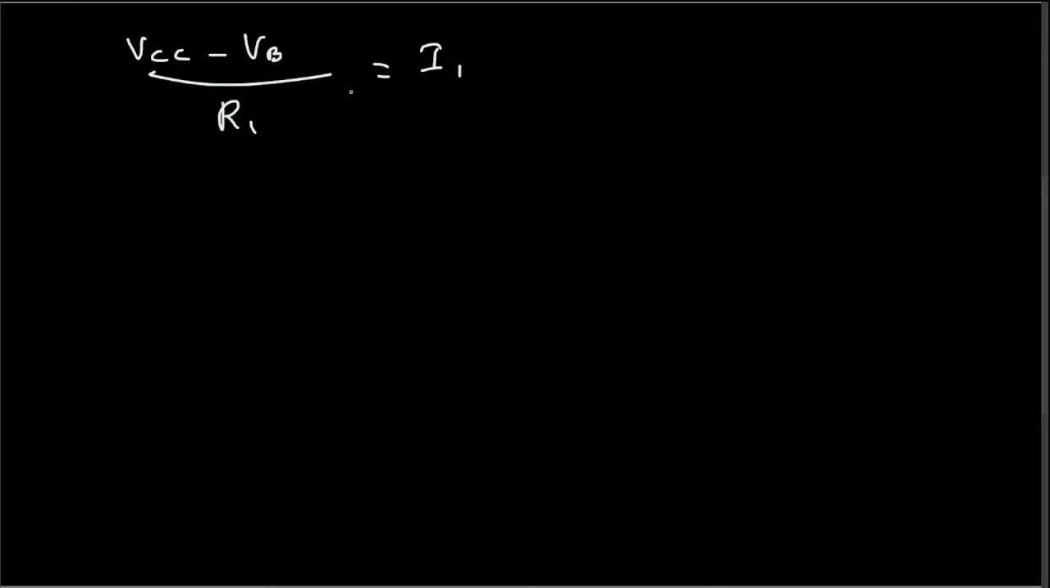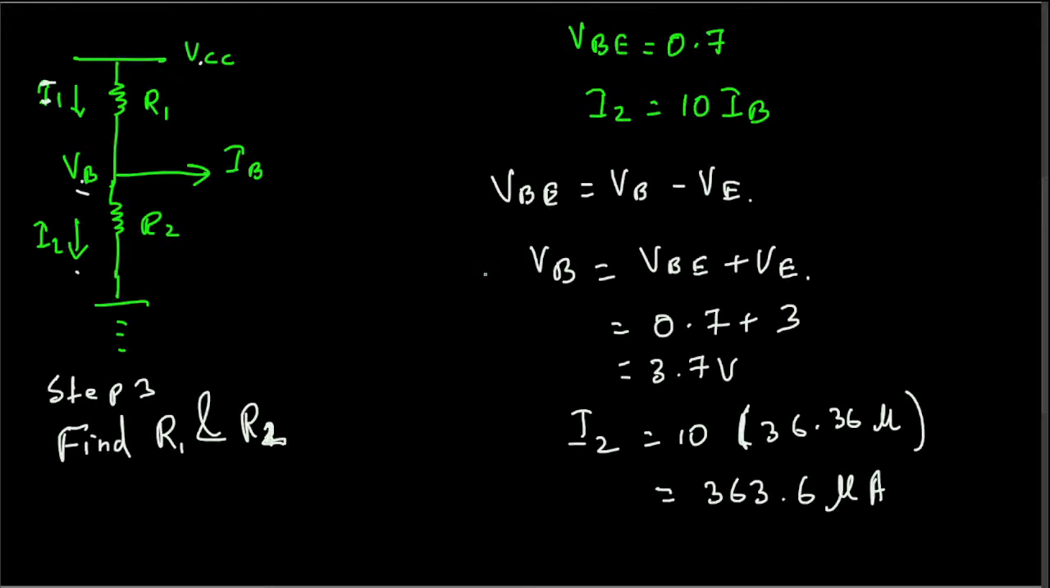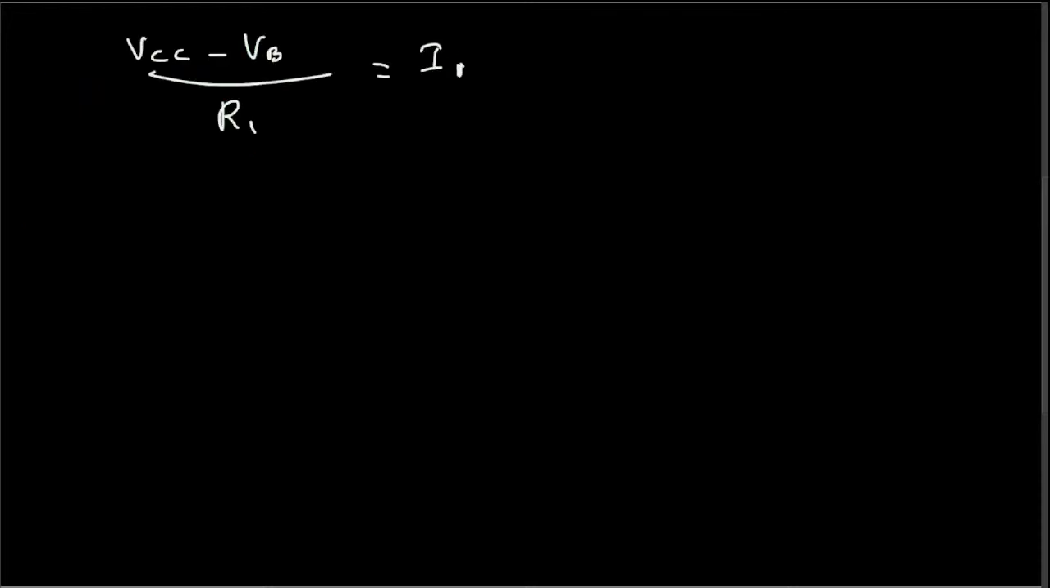Okay, but we don't know the I1. We just found out the I2, but we don't know I1. But if you look at the circuit, if you apply KCL at this node, whatever current is entering should be the current exiting. So I1 should be equal to I2 plus IB, because I1 is entering, I2 and IB are exiting. So I2 plus IB is the I1. If you know that relationship, then we can apply that over here instead of I1, because I2 and IB are known already. So we can apply that and find the R1 resistance. So let's do that.